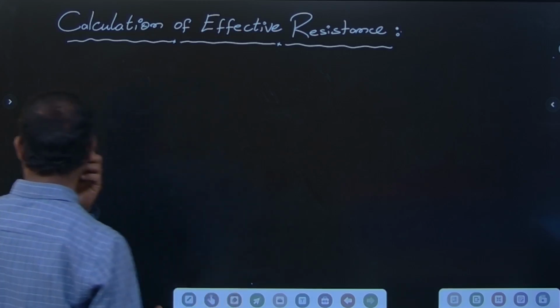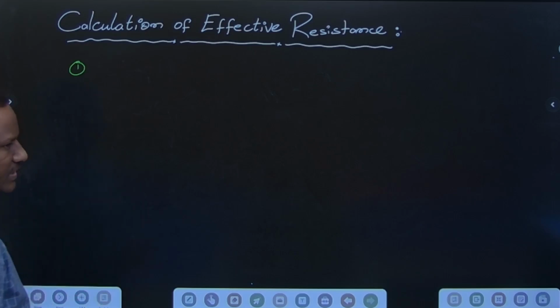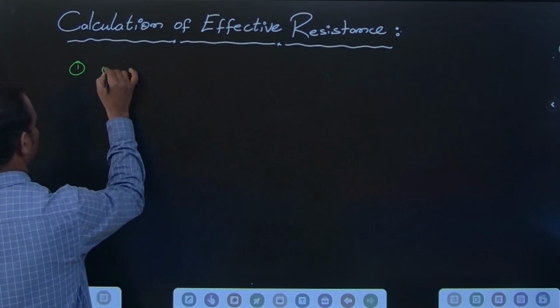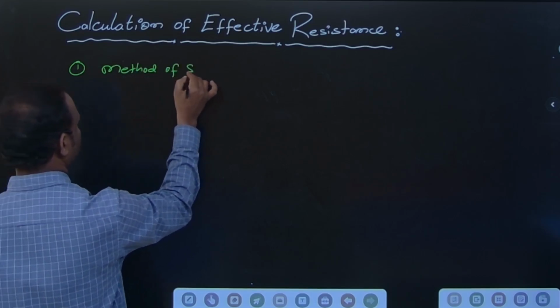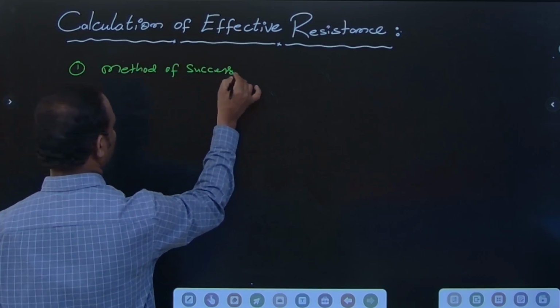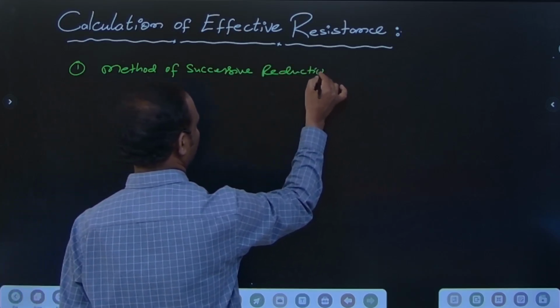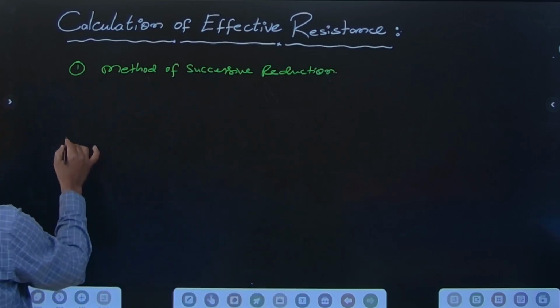So for the first one, what is the calculation of effective resistance? The very first one is the method of successive reduction. First one is about the method of successive reduction. One by one, I will discuss briefly.